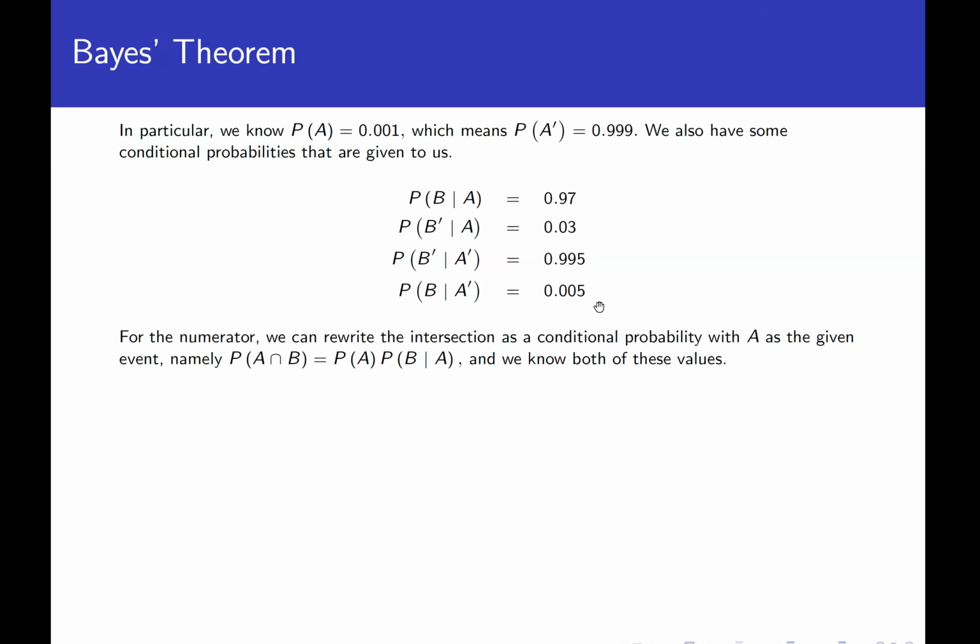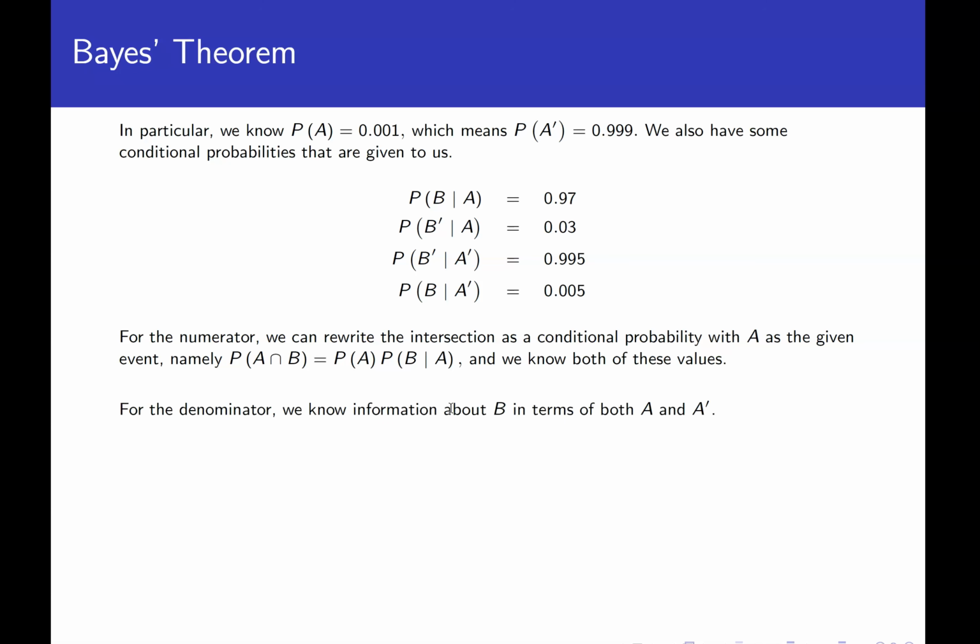All right, the numerator was an intersection. Going back to the conditional probability formula, that numerator was an intersection. So using our conditional probability, we can rewrite that intersection using A as the given event rather than B. The reason why we're using A as the given event is because I know something about the probability of A up here. So I can rewrite the intersection in this fashion. I know the probability of A. I also know the probability of B given A. So now I can figure out what the numerator is.